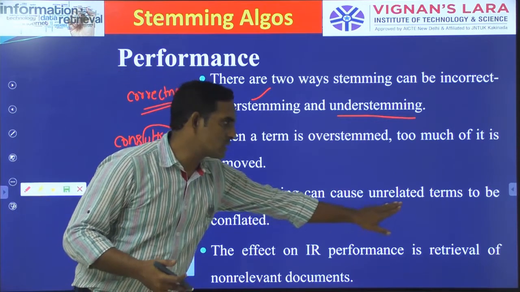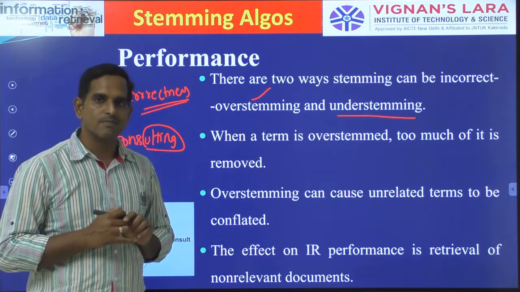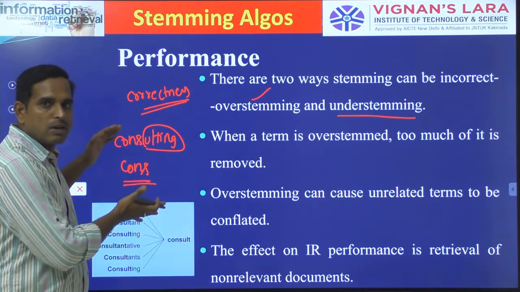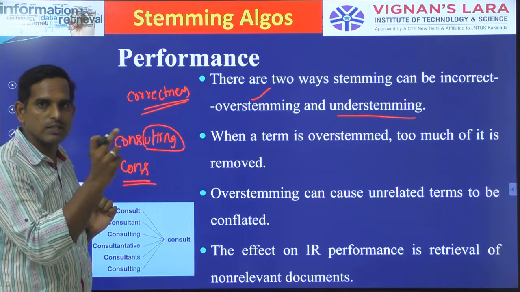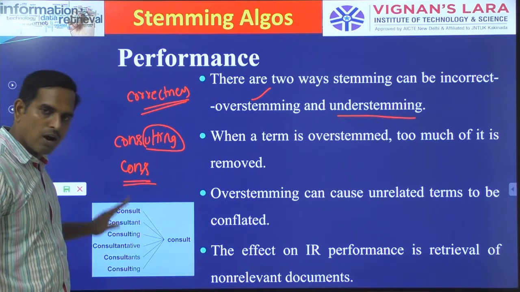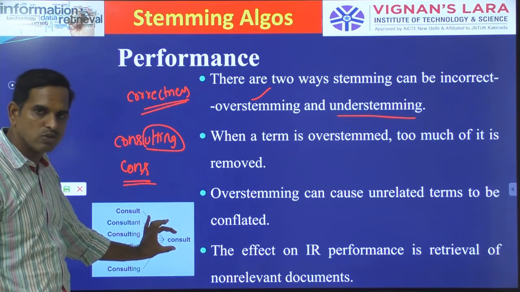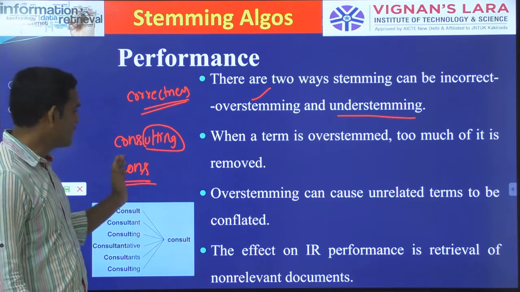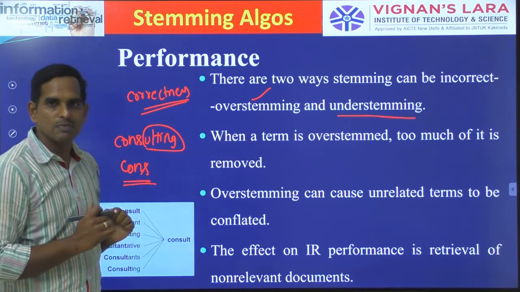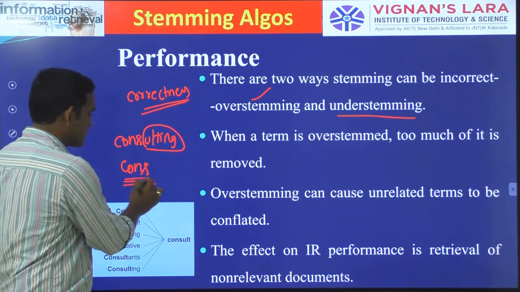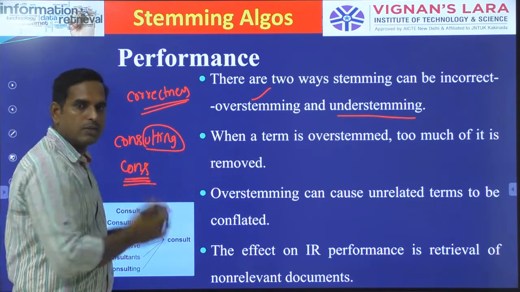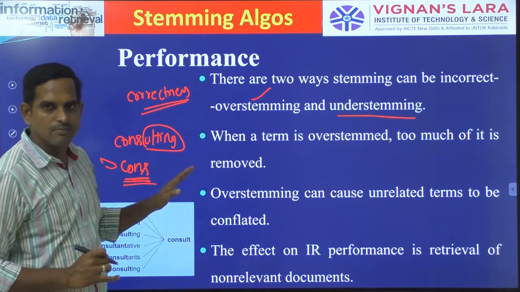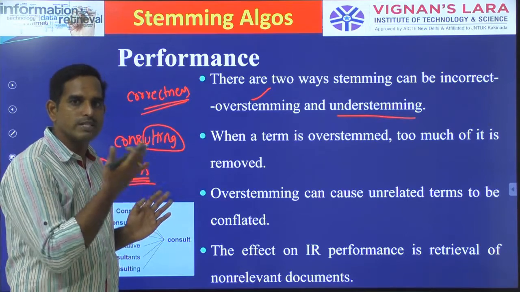Over stemming can cause unrelated terms to be conflated. So when you are performing over stemming, too many unrelated terms will be stemmed to one stem. If you perform optimal stemming, then only related terms will be moved to one stem. But with over stemming, unrelated words also will come to one stem. Now too many words starting with CONS will come to one stem. So you should not be performing over stemming.